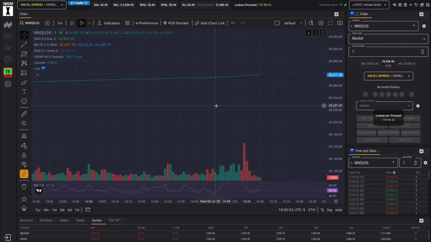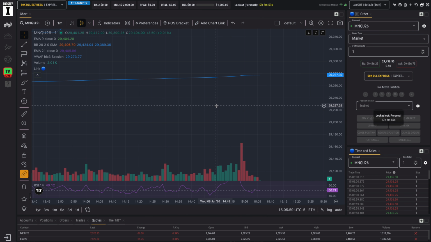Now, me personally, I don't blindly buy every time price touches the VWAP. I wait for confirmation with my other indicators, which I'll talk about in different videos, like the volume, the EMAs, the Bollinger Bands, and the 9 EMAs.